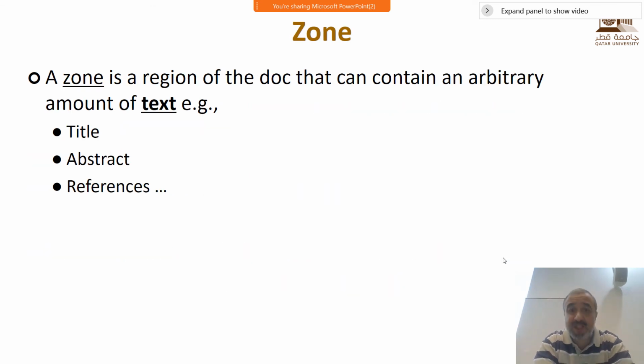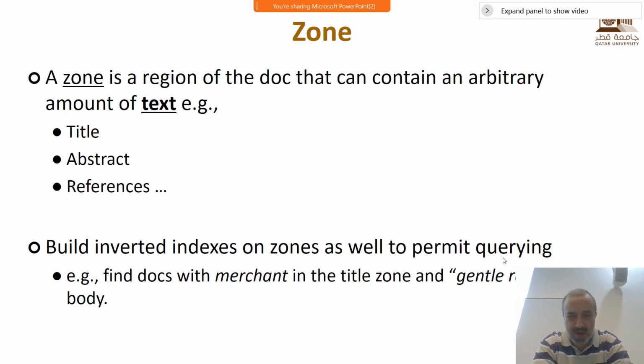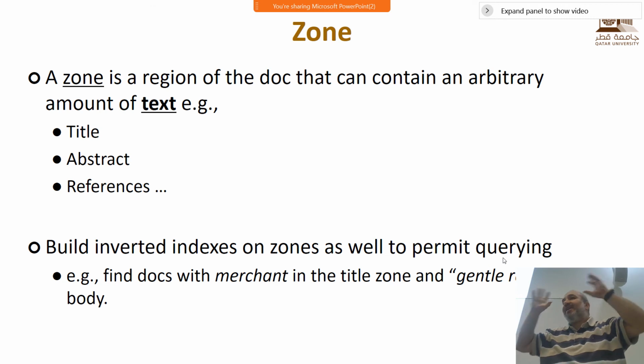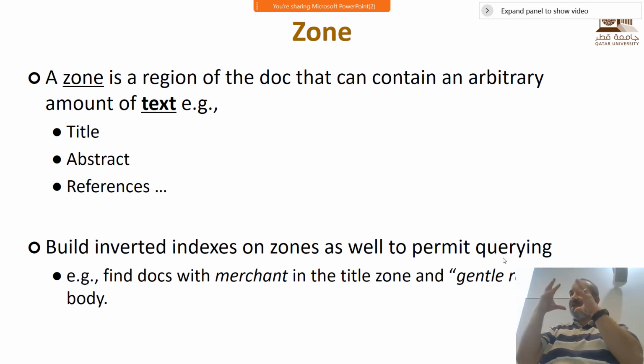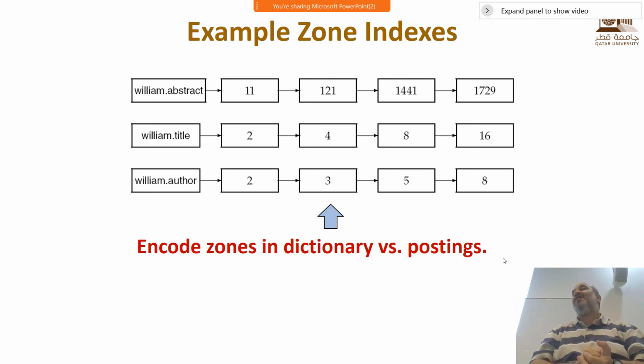Saying that, a zone is a region of a document that contains an arbitrary amount of text, free text like title, abstract, references, and so on. Now we will build inverted indexes on zones. So any part of the document that is a zone, that has free text, we build an inverted index for it. You can think of it as separate indexes: one for title, one for body, one for abstract, and so on. Logically, they might be separate, but physically, they might be in the same data structure, as you will see in that last slide. So here's an example of how the index will be in that case.